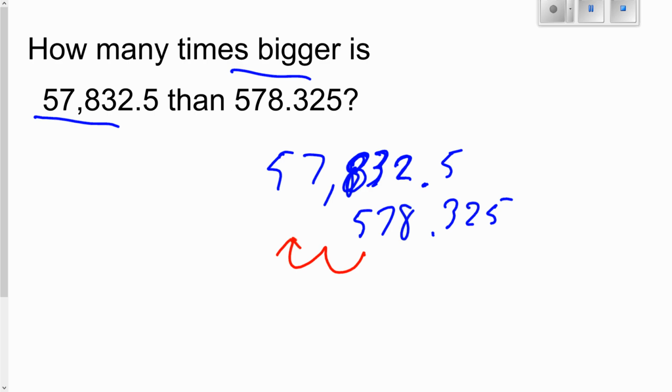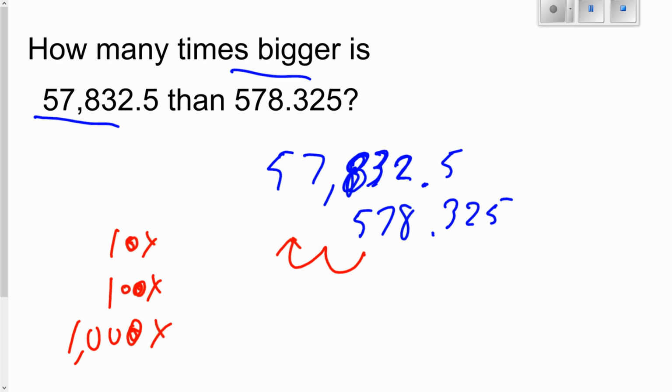Now remember, if you go over 1 place to the left, it's 10 times bigger. If you go over 2 places to the left, it is 100 times bigger. A quick way to remember that is, you go over 1 place, it's 10 times bigger, which has 1 zero. If you go over 2 places, it's 100 times bigger, which is 2 zeros. If it was 3 places over, it would be 3 zeros, so it would be 1,000 times bigger.